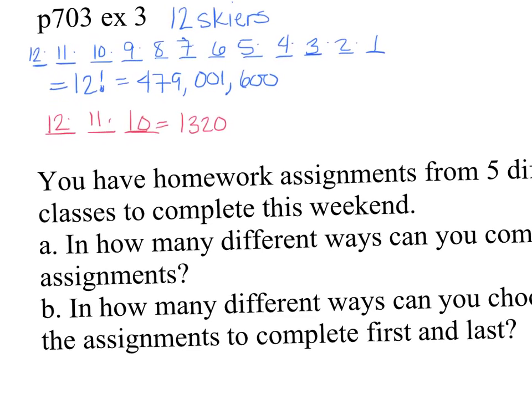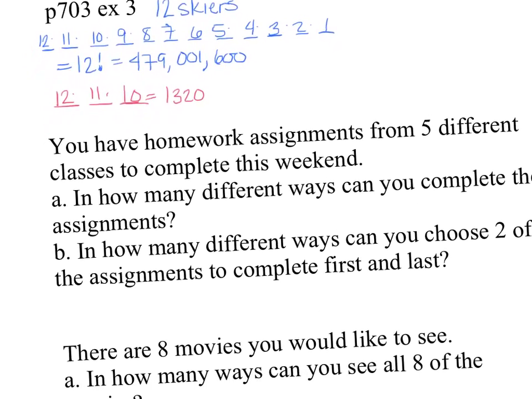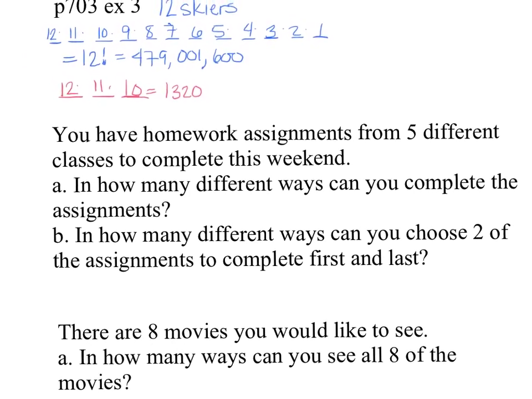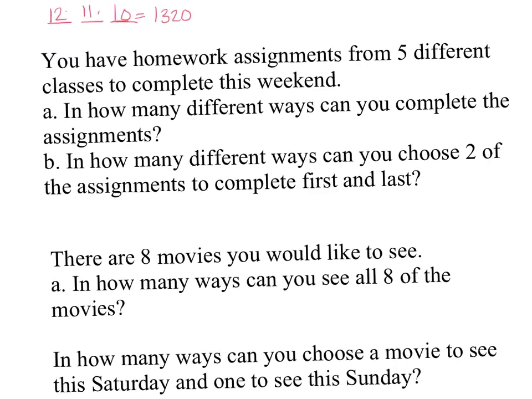So you have a homework assignment from 5 different classes to complete this weekend. Very likely story for you because they know you guys and your homework finishing abilities. So you have homework from 5 different classes. How many different ways can you complete the assignments? Well, there you're talking about completing them all. So we're going to say that there's 5 times 4 times 3 times 2 times 1, right? Because you have 5 to choose from when you start. When you're done with that one, now you only have 4 to choose from, and so on. And so you multiply those together and you get 120 ways that you can do all 5 subjects.